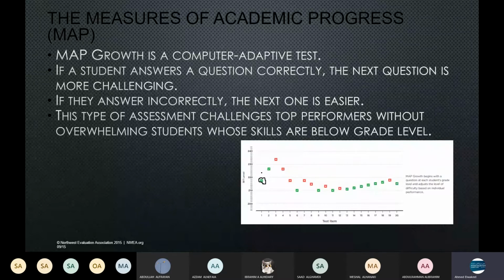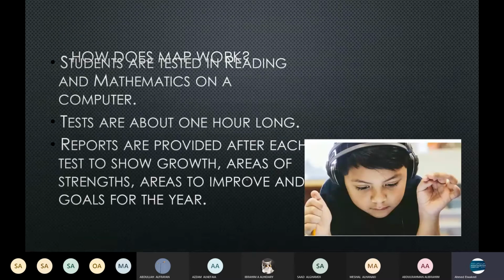That's the question. If you answer it wrong, the next one is going to be a little bit easier, okay? And if you answer that right, the next is a little bit more challenging. If you answer it wrong, it goes back to the previous level of question. Of course, this type of assessment challenges top performers without overwhelming students whose skills are below grade level. So it's only about what you have already covered and studied, and all we need to do is know your level.